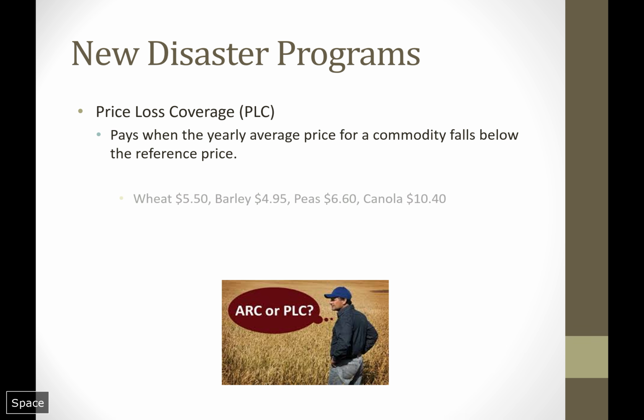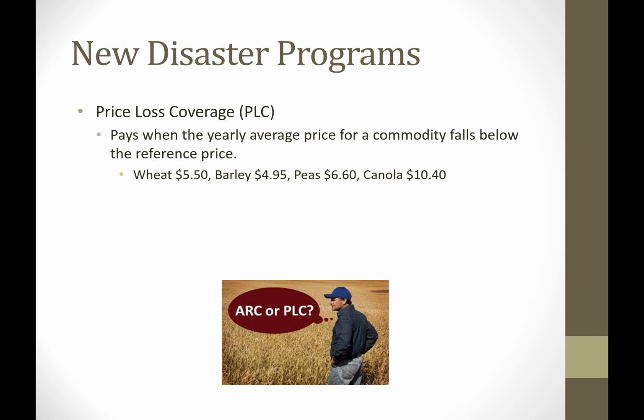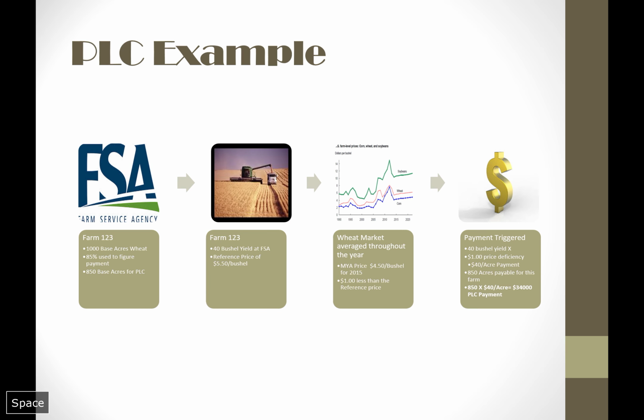So for PLC, the base prices are set for the entire farm program here. So once wheat's market year average price falls below $5.50, it's going to start to trigger a payment. Barley at $4.95, peas $6.60, and canola $10.40. You'll see for 2015, most of these are projected to pay something. As we get into these next slides, I'll cover that in more detail.